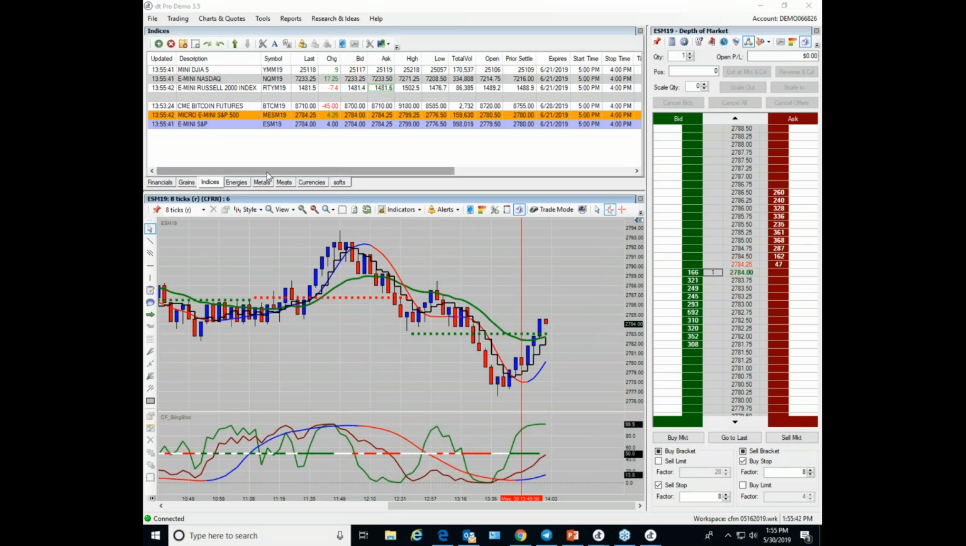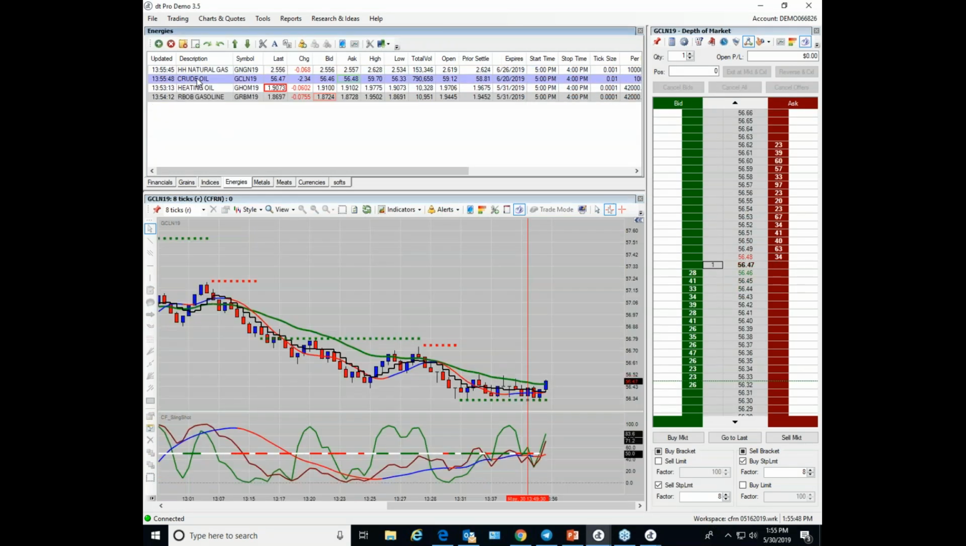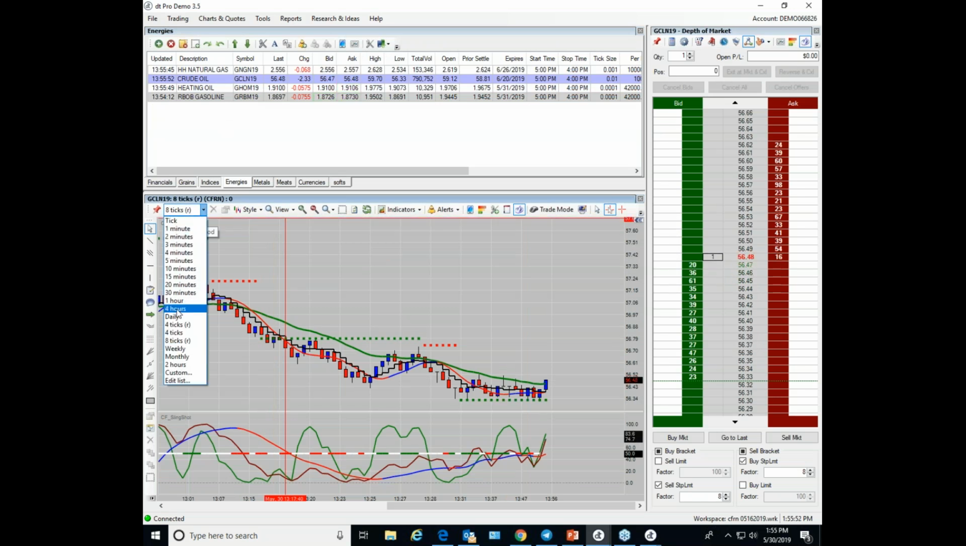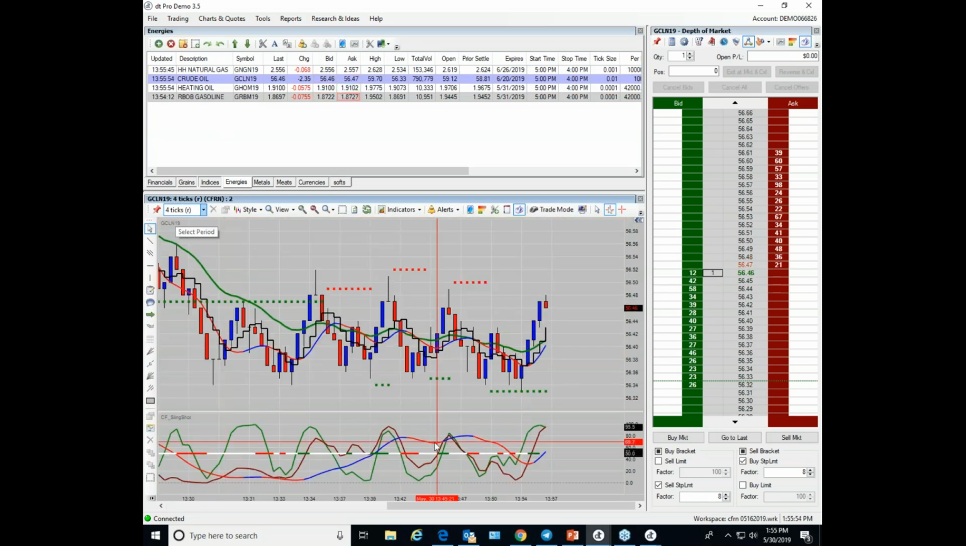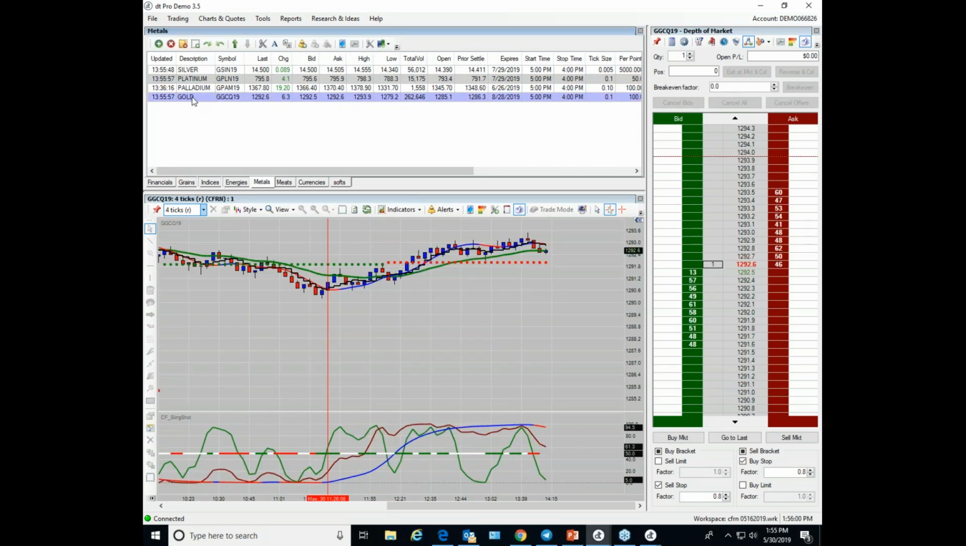Man, I really want to show you guys something. This may not get it. Still sideways in the crude. Let's see if gold is perked up a little bit.